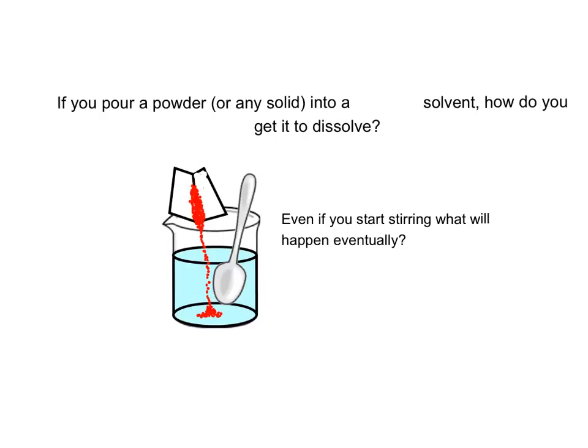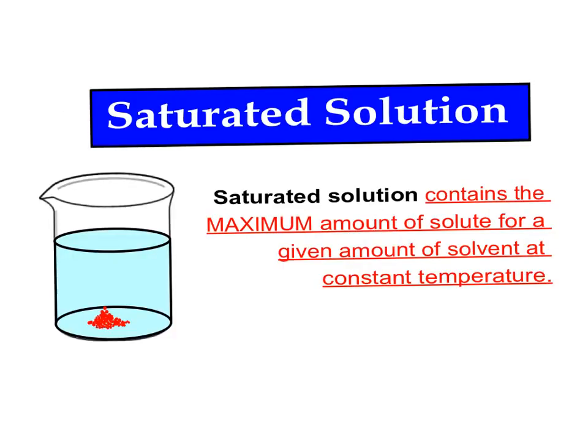You reach a limit. That limit is what we call essentially the saturation point. You have created a saturated solution. You have dissolved the maximum amount of solute, the maximum amount of stuff, for a given amount of liquid at a constant temperature. In layman's terms, you've taken all the sugar that you could put into your coffee cup for that particular temperature, and you cannot dissolve a single grain more of sugar. That is a saturated solution. You cannot dissolve any more solute at all.